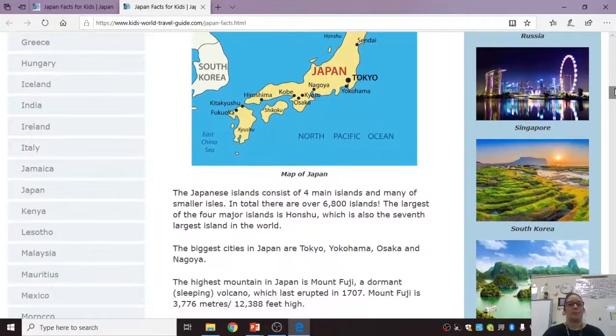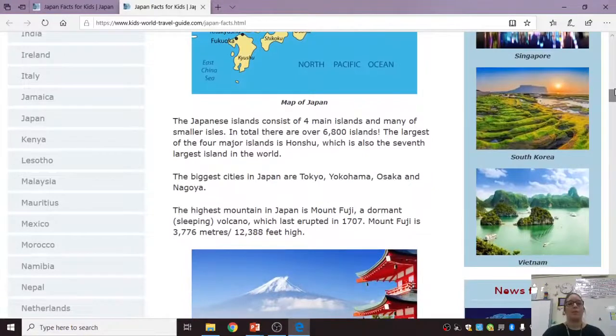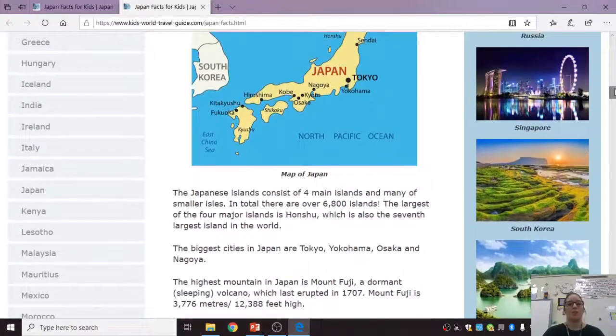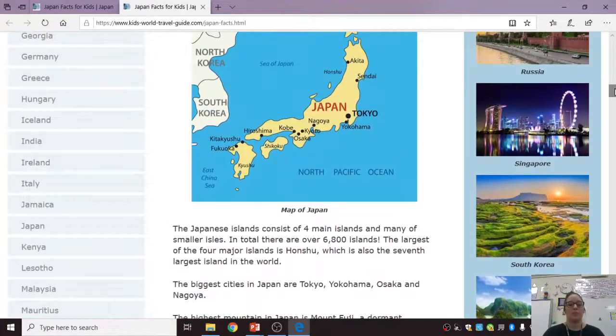So the biggest cities in Japan are Tokyo, Yokohama, Osaka and Nagoya. Can you spot those on the map? So we've got Tokyo, which we spoke about, the capital, and we've got Yokohama here, and then we've got Osaka down here, and then we've got Nagoya.